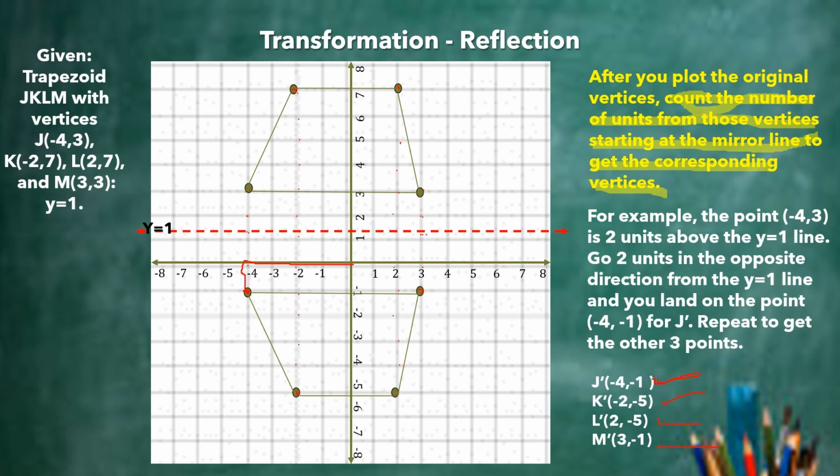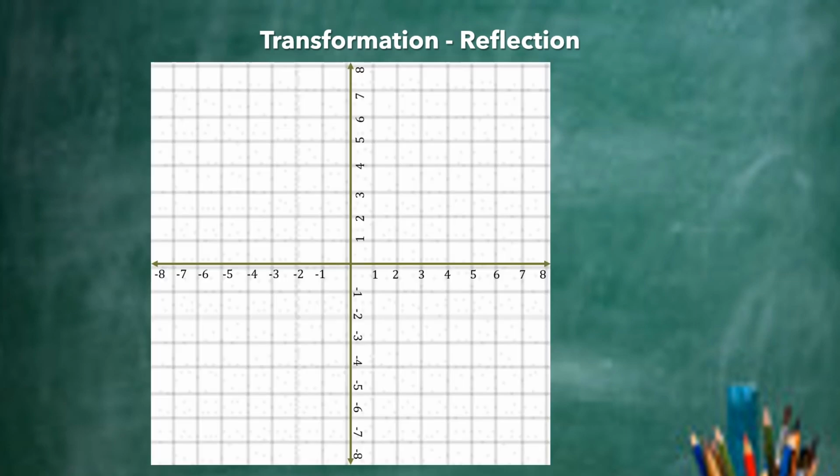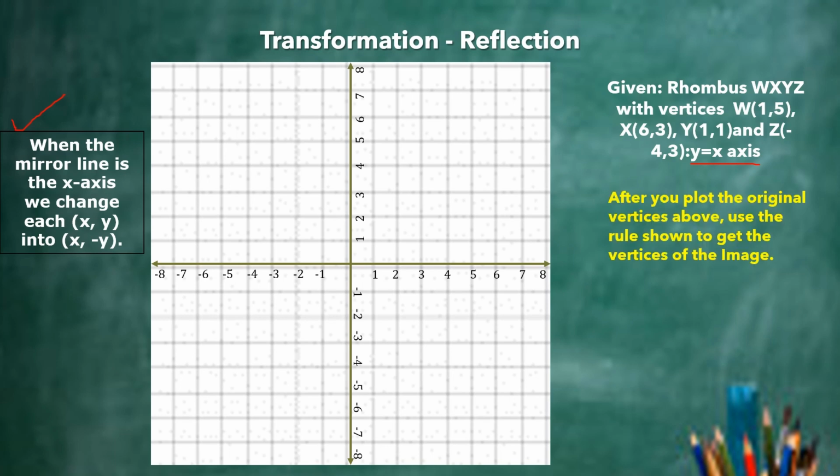Let's move on. We're going to do another reflection, and we're going to do it with a rhombus. I like that name. So the mirror line now they've told us is the x-axis. Well, here's the rule. When the mirror line is the x-axis, we change each of the xy coordinates into x negative y. So whatever we have for y, we now have to take the negative of that number.